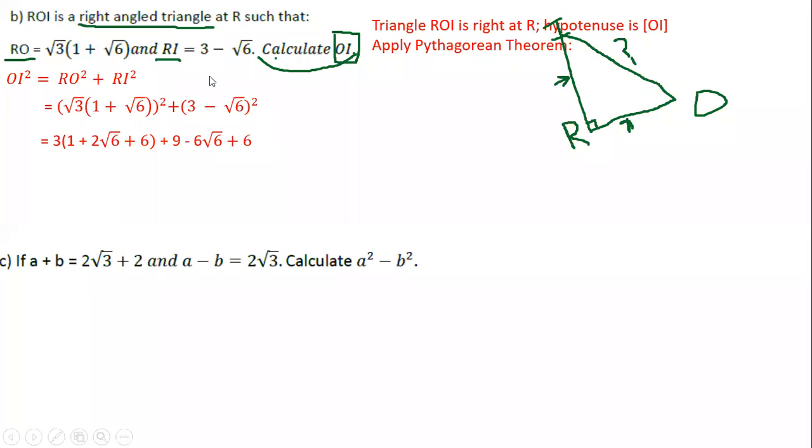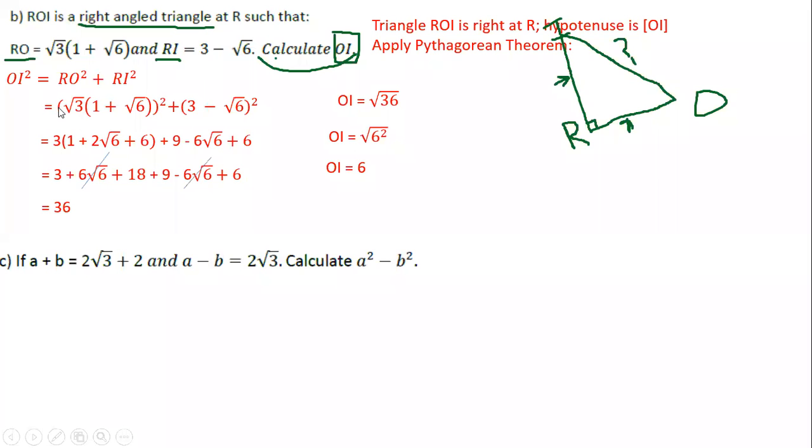Also here we apply the second remarkable identity: 9 minus 6 radical 6 plus 6. Now after calculation we get this answer, which is 36. So OI squared is equal to 36. Of course OI is equal to radical 36. 36 can be written as a perfect square, which is 6 squared. So OI is equal to 6. This is how we found the missing side OI using the Pythagorean theorem.